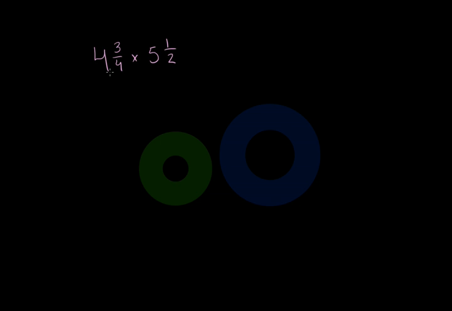Let's multiply 4 3/4 times 5 1/2. And to do this, I like to turn each of these mixed numbers into improper fractions. Remember, an improper fraction is a fraction where the numerator is greater than or equal to the denominator.